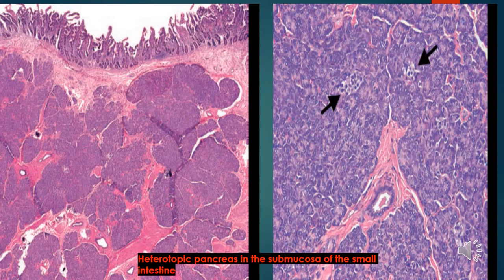One must know these things when the endoscopic findings reveal a polypoidal mass or lesion in the small bowel and you are suspecting a tumor. But when you do the histopathology of this biopsy, it reveals just a benign lesion, a heterotopic pancreas in the submucosa of the small intestine, as in this case.